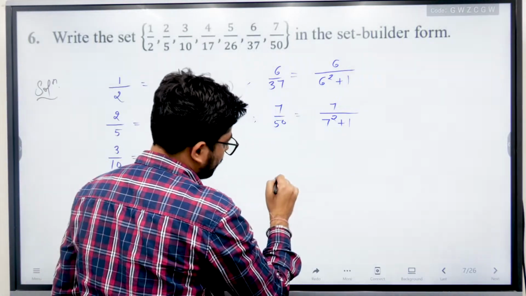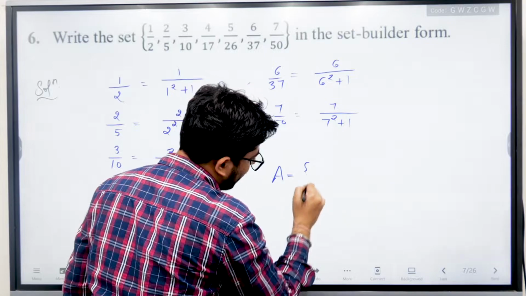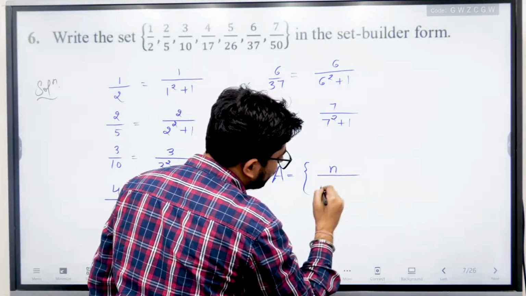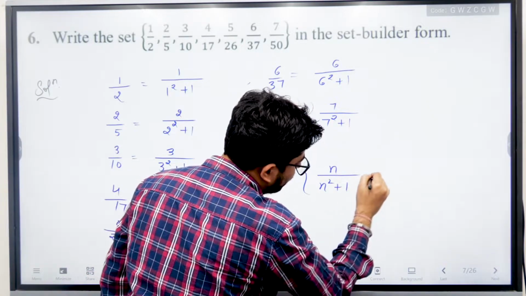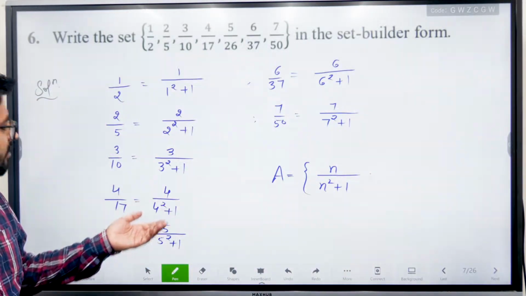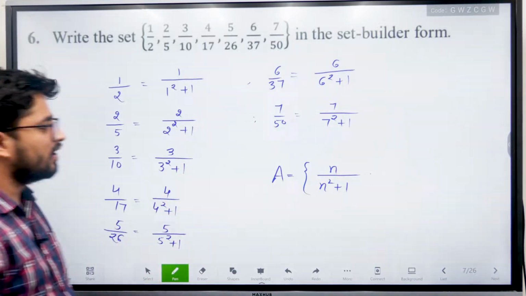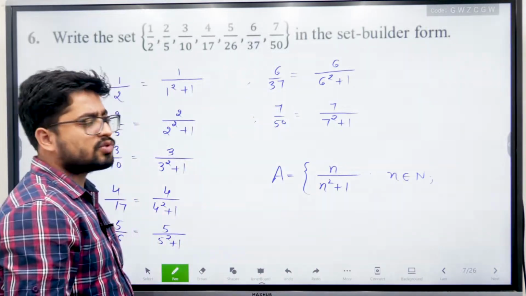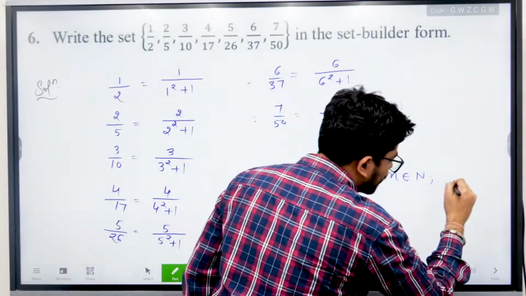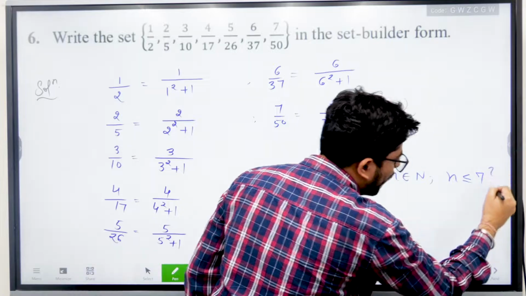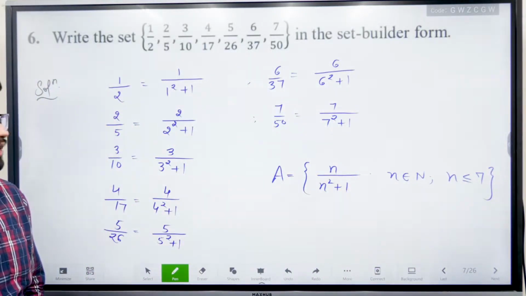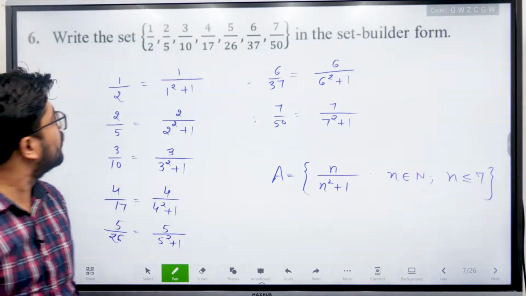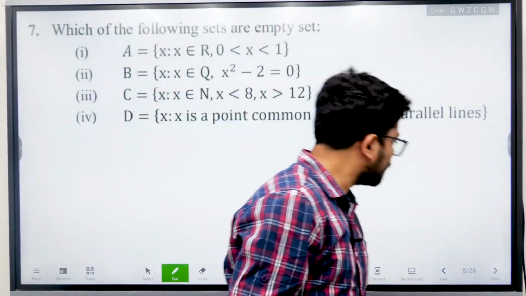Let's say this set is set A, and this set contains elements of the type n upon n square plus 1. Yes, this is the behavior of your elements, n upon n square plus 1, where n is a natural number, and we have the restriction that n is less than or equal to 7. So this is the set builder form for your particular set. Got it? Now let's move to the next one.